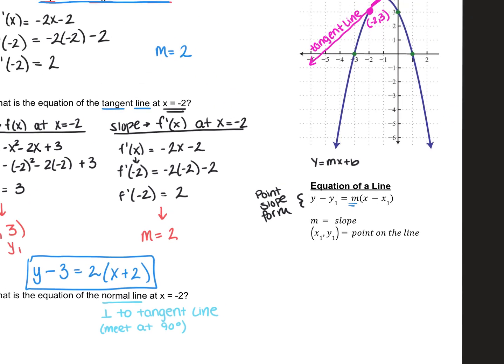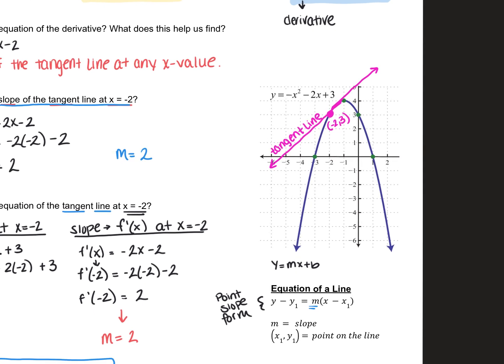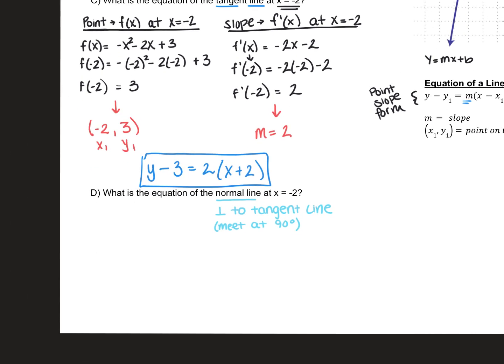So if I were to just draw a representation of this, a normal line would be a line that goes through that same point, but that intersects the tangent line at 90 degrees. So you can go ahead and label this one with the words normal line. So again, a normal line intersects the tangent line at 90 degrees, but it will also go through this same point. So that since the point's the same, the x1 and y1 are going to be the same. So we can go ahead and start and plug in.